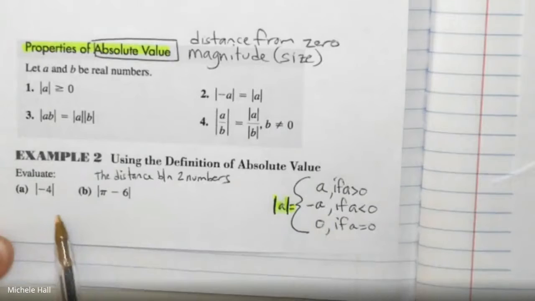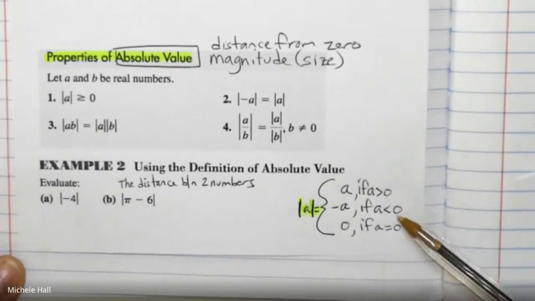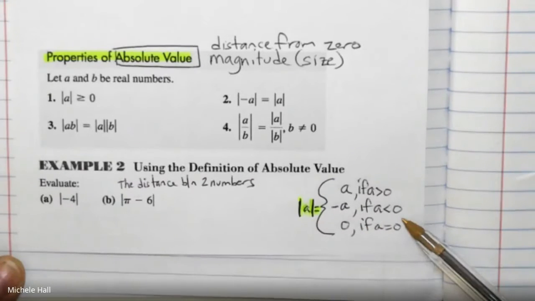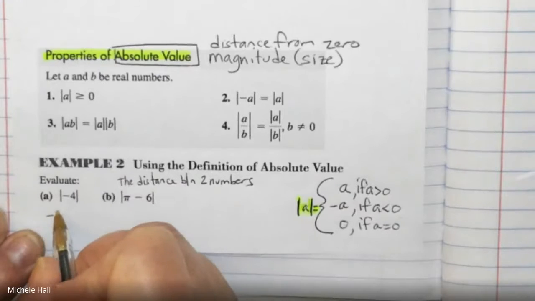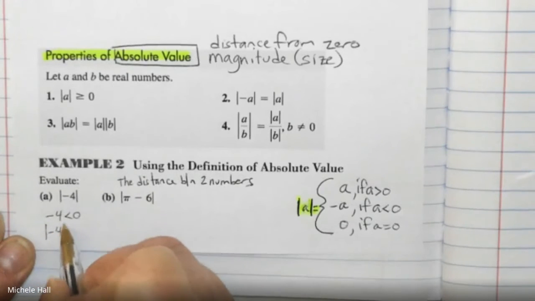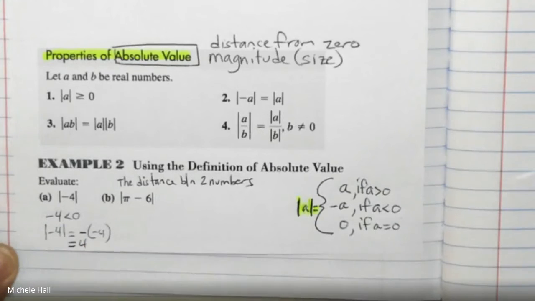If I look at example A, the absolute value of -4, which one of these cases does it fall into? The opposite of A if A is less than 0. We have that -4 is less than 0. That means that the absolute value of -4 is equal to the opposite of -4, which equals 4. Because A was less than 0, we say that the absolute value of -4 is equal to the opposite of -4.